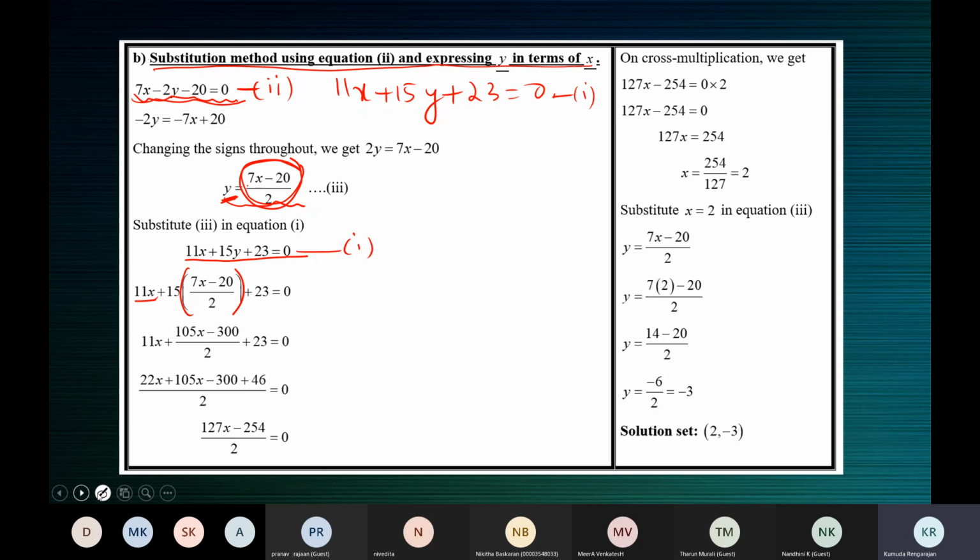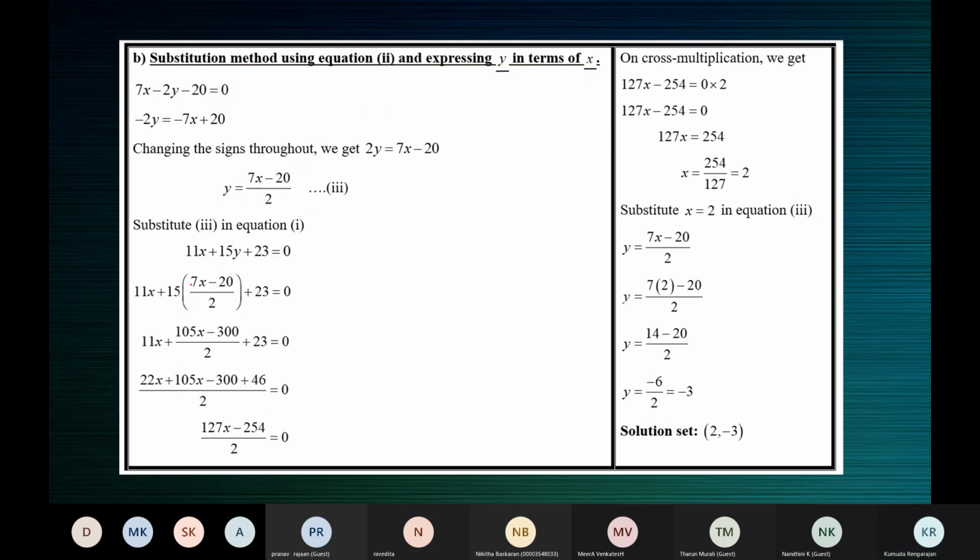See, 15y it is, right? 11x we wrote as it is, 15y, plus 15. Y is this one. What is y? (7x minus 20) by 2, plus 23 is equal to 0. Substitution method, because we have substituted an expression for y.